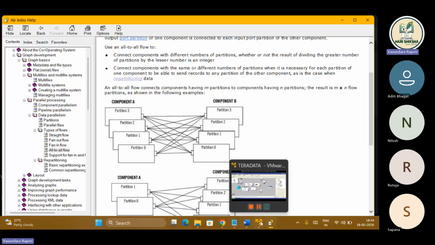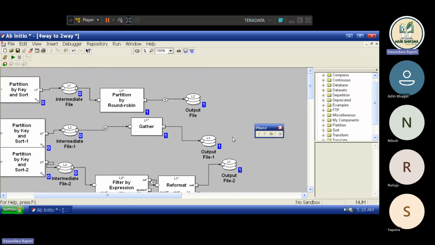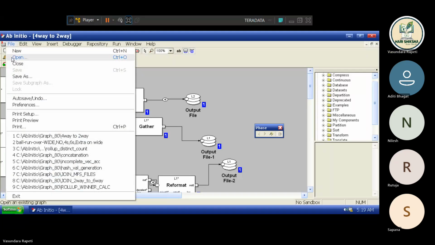Four-way to two-way. Here we converted four-way to two-way. Yesterday we tried four-way to three-way. There it was doing that all right. Four-way to three-way.